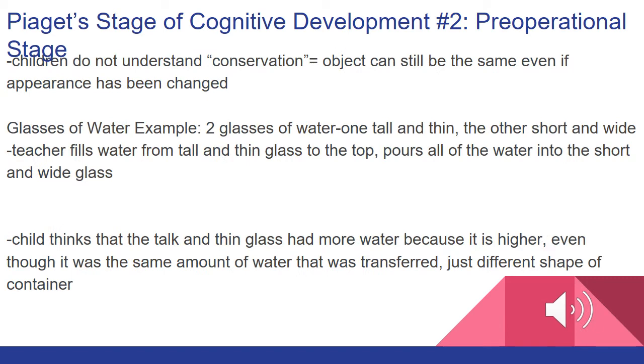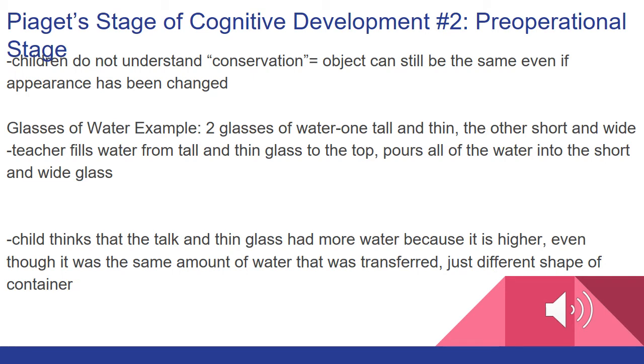In the preoperational stage, children also do not understand conservation. So they don't understand that an object can still be the same even if its appearance has been changed. So the example that Piaget used was an example of water glasses. So he noticed that when he had 2 different glasses of water, one tall and thin, the other one short and wide, and he poured the same amount of water from the tall and thin glass to the short and wide glass, students did not realize that actually the amount of water was the same.